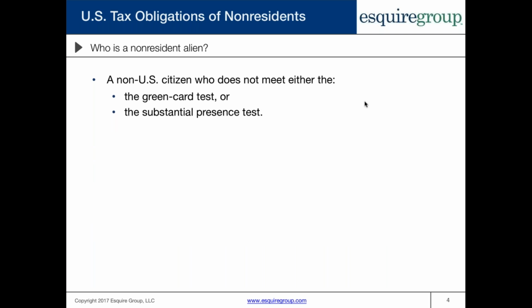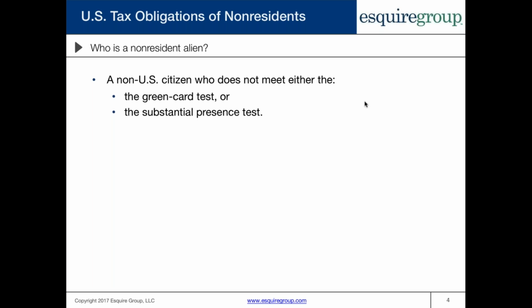So, today's webinar is going to be about the tax obligations of non-residents. In order to determine what the tax obligations of a non-resident are, we first have to define who a non-resident alien is. A non-resident alien is a non-U.S. citizen who does not meet either the green card test or the substantial presence test.